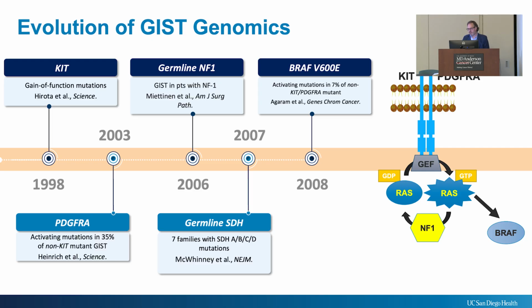BRAF was the next discovery in 2008. And as I mentioned, you can start seeing this theme. KIT and PDGF signal through this RAS pathway, which is actually blocked by NF1. And then the next step downstream is BRAF. So not surprisingly, as we follow down this downstream pathway, we start seeing mutations in the same genes that are causing GIST.